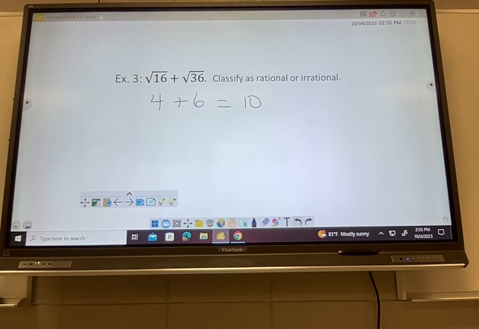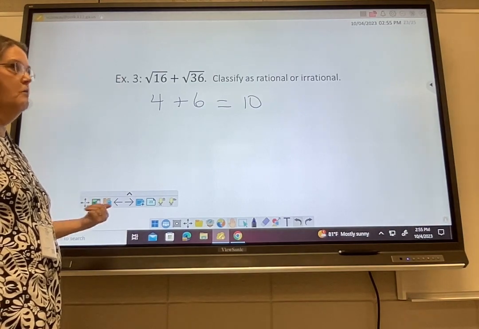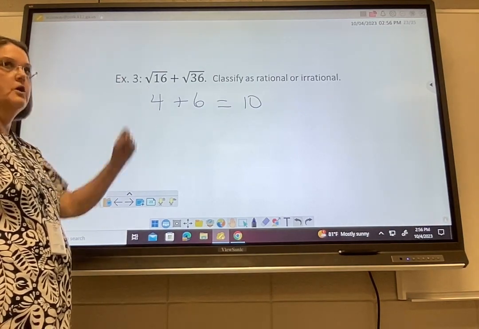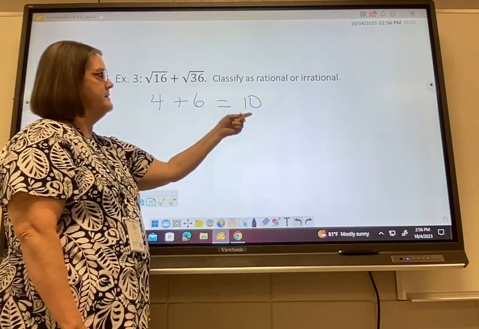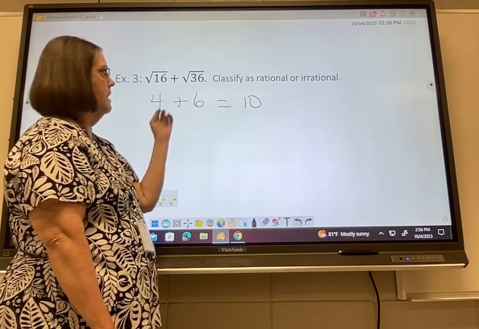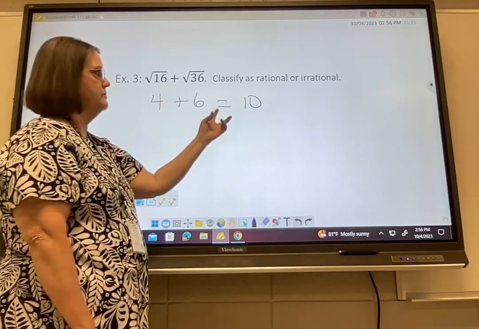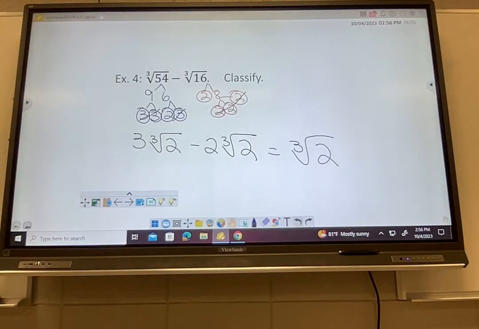Same thing here now. Look, think. You don't have to do the factoring tree here. You know what the square root of 16 is. It's 4. You know what the square root of 36 is. It's 6. 4 plus 6 is 10, and this is rational. Even though it looks irrational right here, it's not. It's rational. There are no radicals left. It's a rational number.